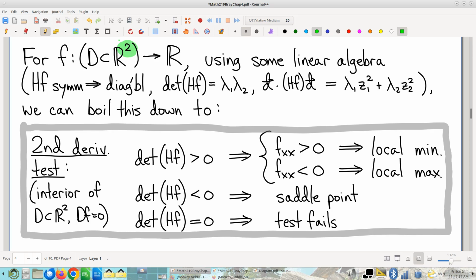Things get a little weirder, a little bit more clunky, a little bit more inconvenient if there's more than two variables. The formulas are in the book if you need them. But for 219, we're just going to focus on two variables. Anyway, here's the big idea.